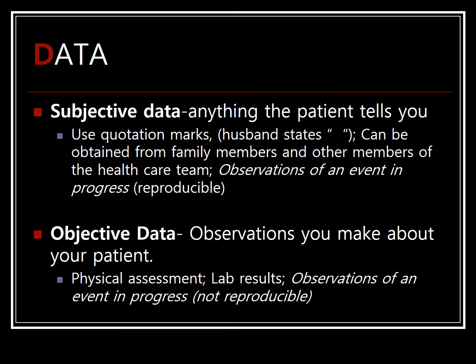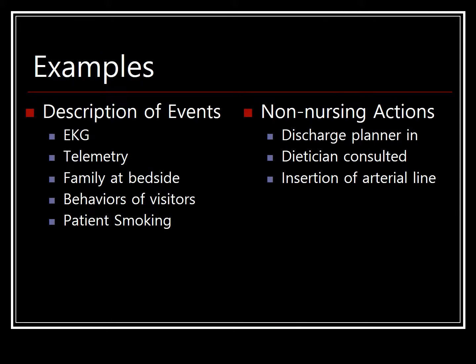Objective data are observations you make about your patient: the physical assessment, the lab results, and observations of an event in progress which are not reproducible. Examples are descriptions of events, such as an EKG, telemetry, family at the bedside, behaviors of visitors, or a patient smoking. Non-nursing actions: discharge planner in, dietitian consulted, insertion of arterial line.